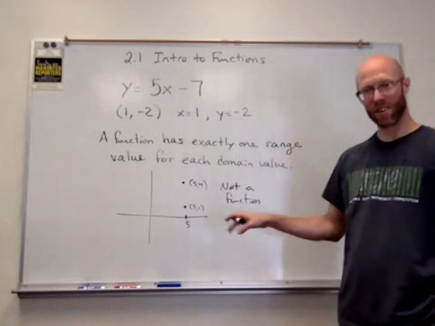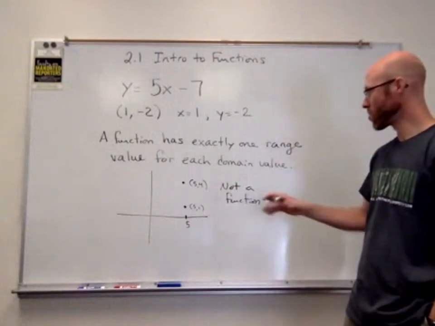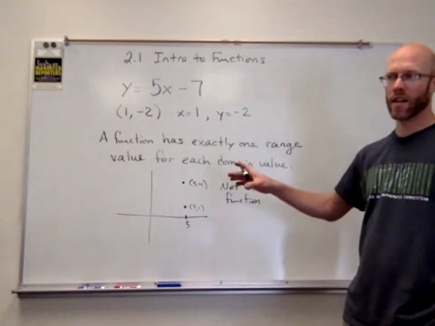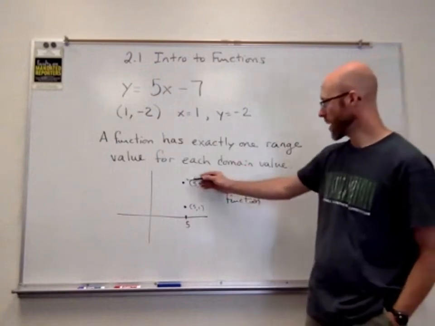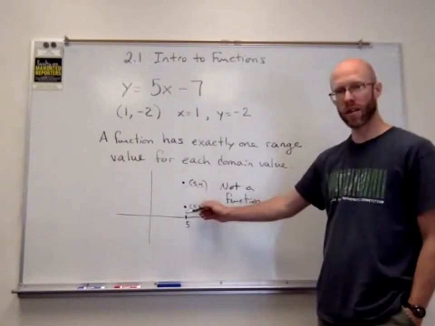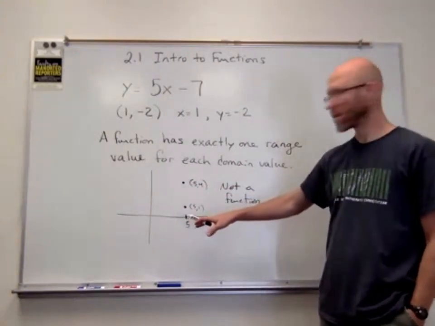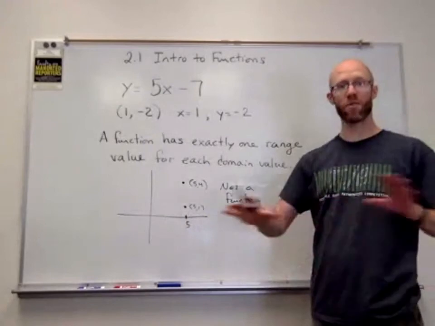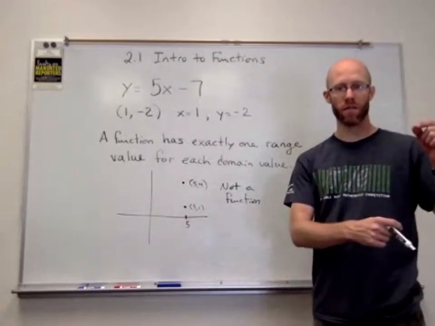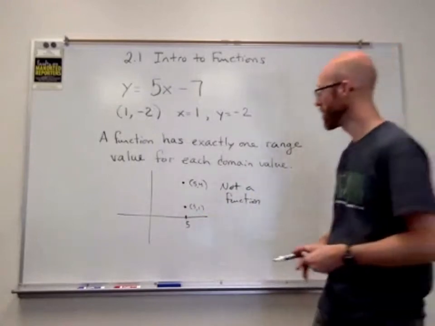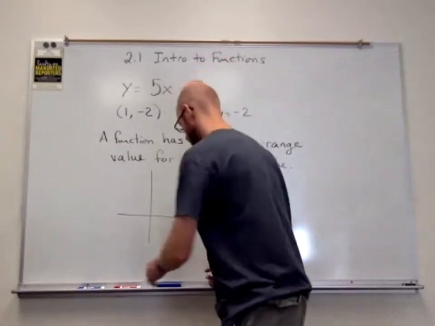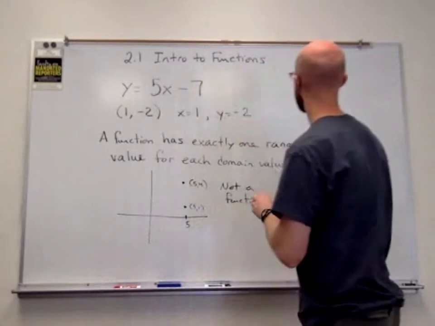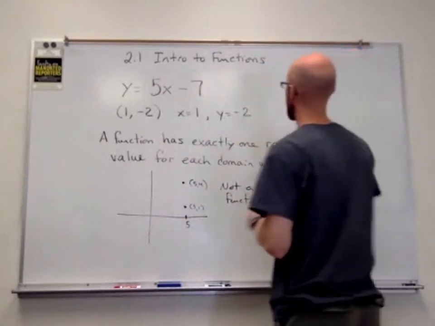Okay, so those are not functions. The result of this is that if you were to plot the graph of a relation and you find any 2 points that line up vertically, it's not going to be a function. But if you never have points that line up vertically, then you're going to have a function there. Okay, so we have this thing called the vertical line test.